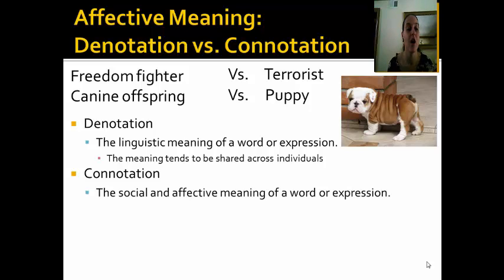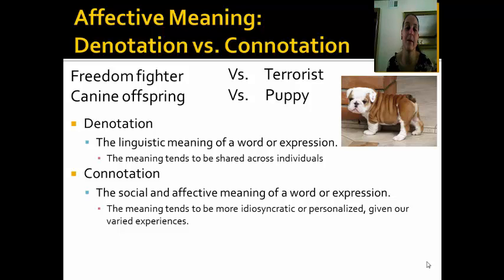Okay. Connotative meanings can also denote the non-literal meanings of words that are developed by a cultural group or a community. Right? So remember that connotation is going to be more personalized. Remember that terrorist means something very different to us versus to someone else on the other side of the issue.